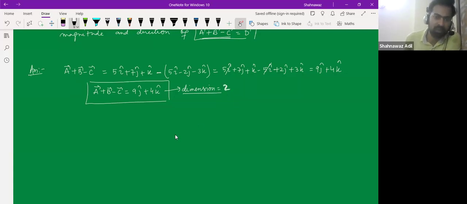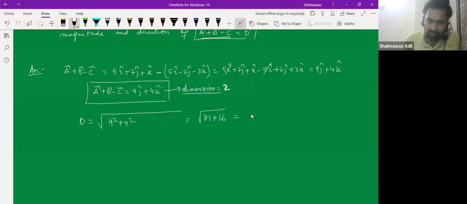Okay, now we can easily find out the magnitude of this vector. Let's say this is d, so root of 9 squared plus 4 squared. How much is that? 81 plus 16, 97. Good. So 97. And what is the direction?